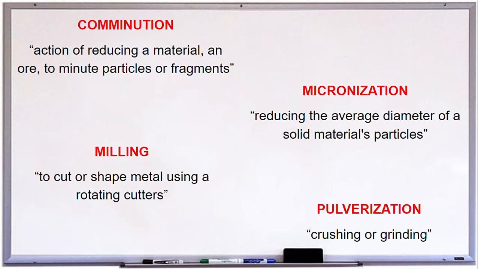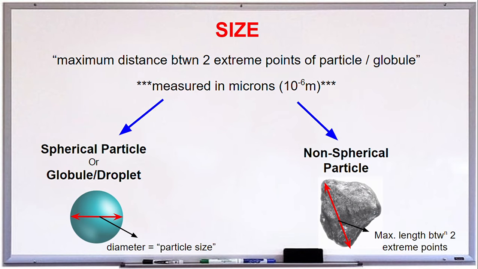Another term commonly used for size reduction is micronization, in which we are reducing the particle size or the average diameter of the solid particle to the micron level, and as you know, 1 micron is equal to 10 to the minus 6 meter. Milling is another term used in size reduction. Milling is generally used when we cut or shape metals using rotating cutters. Another synonym of size reduction is pulverization, which means crushing or grinding.